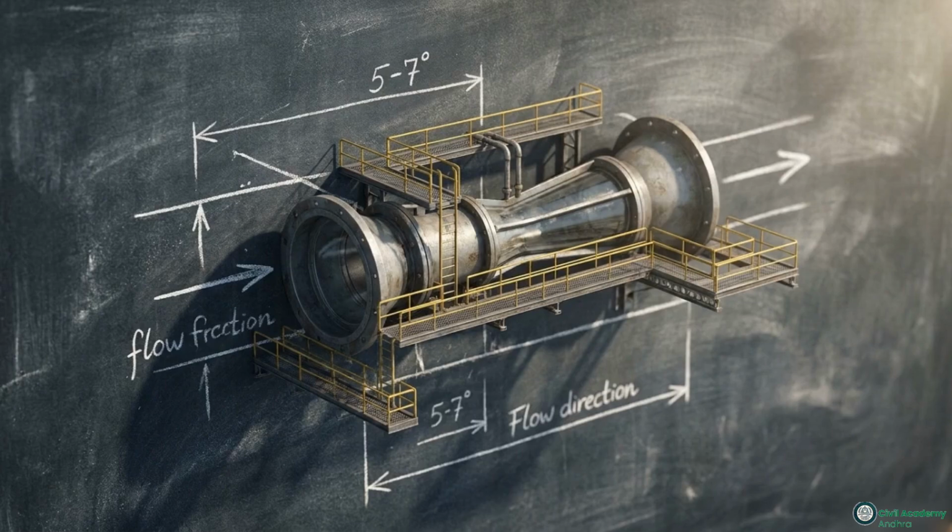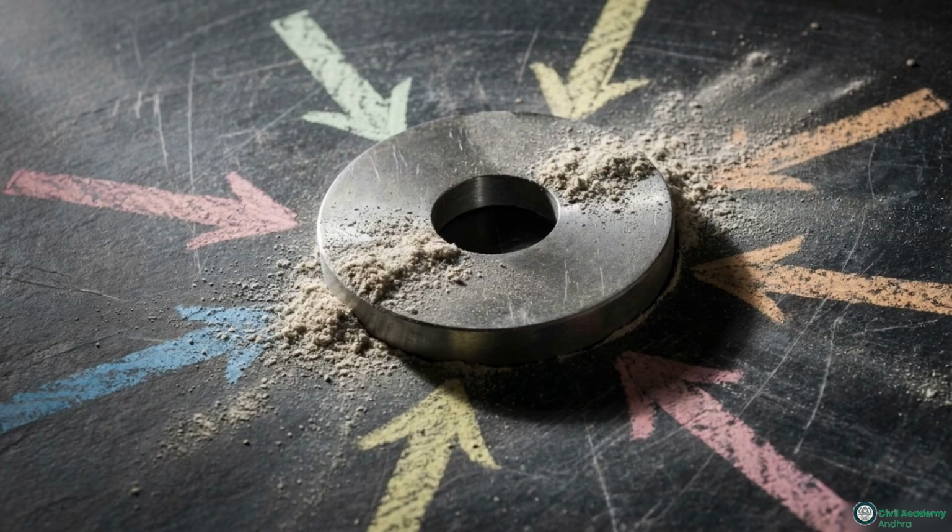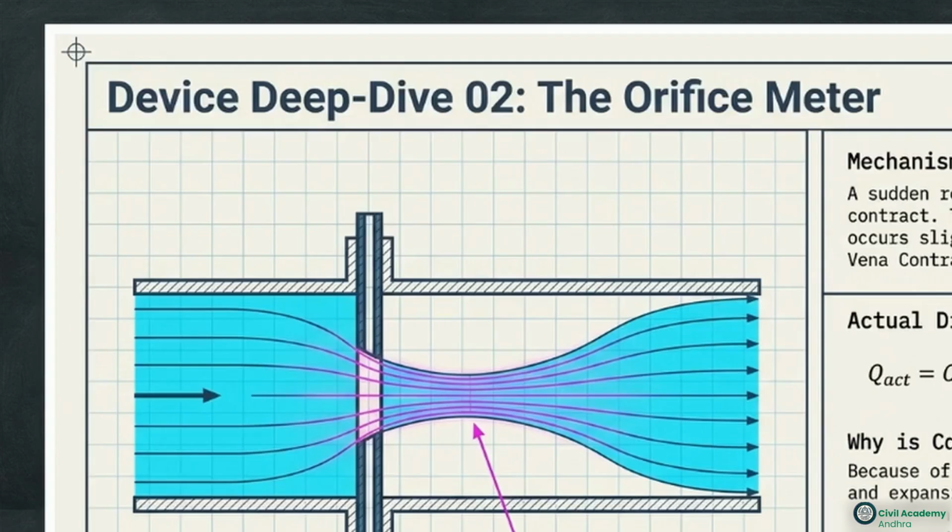By investing in a larger physical footprint to prevent flow separation, the venturimeter achieves a high coefficient of discharge, reliably hitting between 0.95 and 0.98. The orifice meter provides a space-saving but physically violent alternative. This diagram outlines its simple mechanism: a sudden restriction plate placed directly into the path of the flowing fluid.